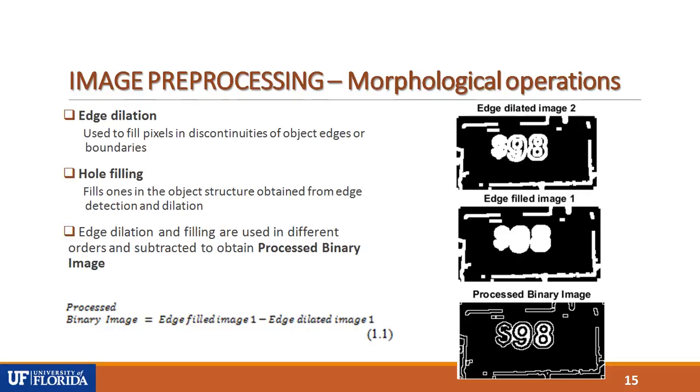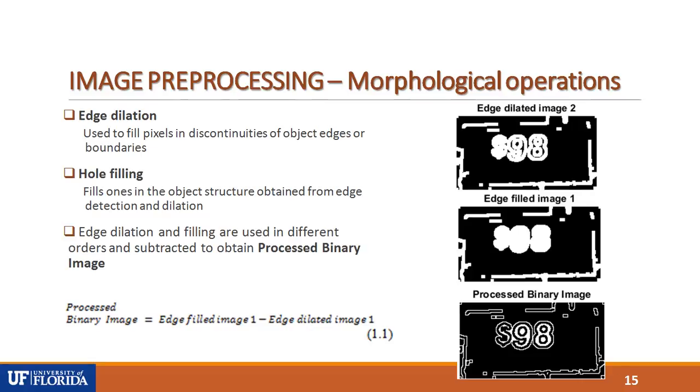Edge dilation is used to fill pixels in the object boundaries to make up for discontinuities in the image. Here edge dilation is performed twice, and the image after second dilation is shown in the slide. Dilation is performed twice. The first dilation usually doesn't eliminate all discontinuities in the boundaries of the image.